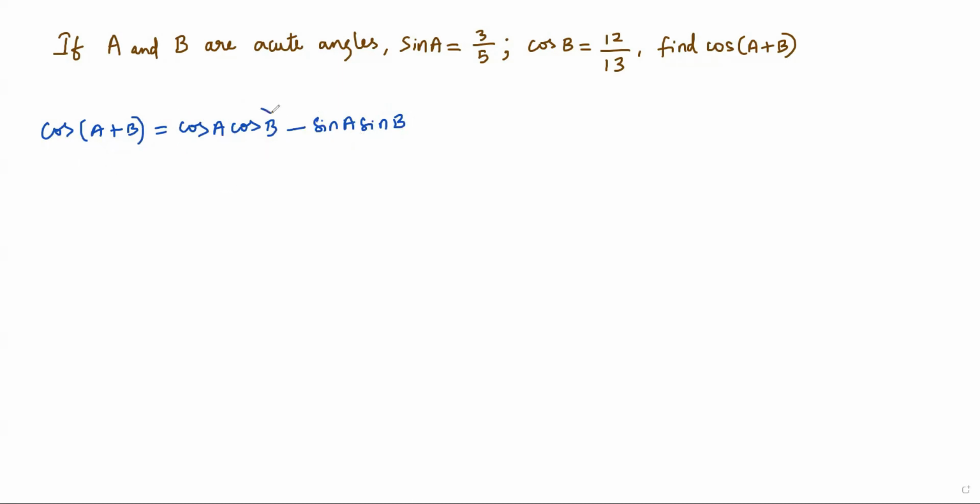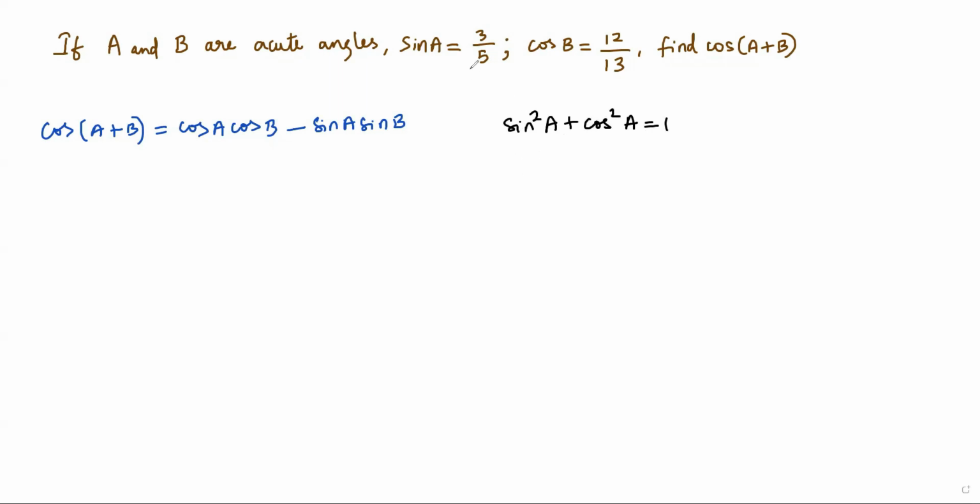Okay, I know the value of cosine B that is given in the question, that is 12 over 13. The value of sine A is also given in the question, 3 over 5. I need to find the value of cosine A and sine B so that I'll be able to evaluate the value of cosine of A plus B. Okay, to do that, I'm going to use a Pythagorean identity in trigonometry. That is sine square A plus cosine square A equals 1. So we are all aware of this Pythagorean identity in trigonometry. That is sine square A plus cosine square A equals 1.